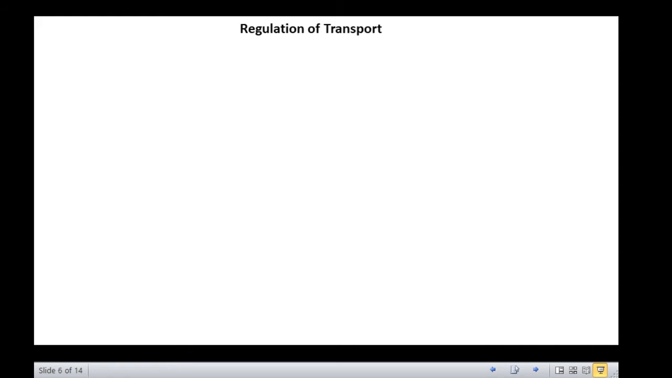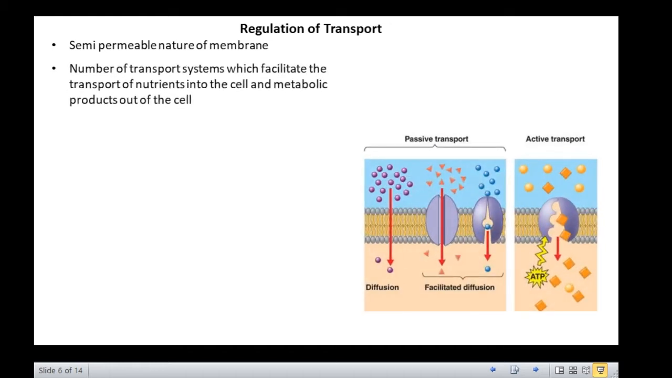The bacterial membrane is semi-permeable in nature. The hydrophobic barrier of the bilayer restricts the passage of polar molecules. There are a number of transport systems which facilitate the transport of nutrients into the cell and metabolic products outside the cell. The nutrients may enter by passive transport and active transport.